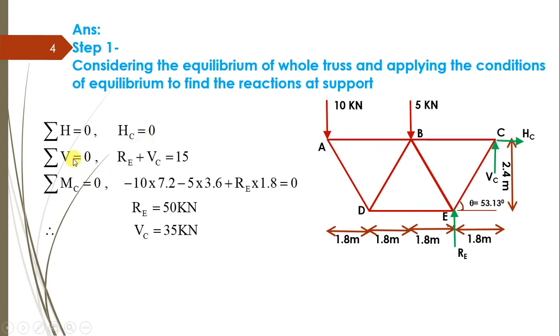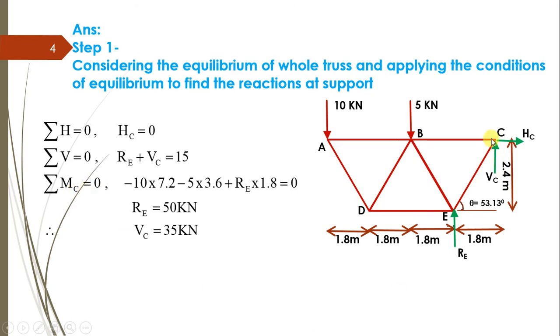Then, taking the summation of vertical forces as 0: Re vertically upward, then Vc vertically upward, so Re plus Vc; 10 vertically downward, 5 vertically downward, so 10 plus 5 is 15, which is transferred to the right-hand side. So Re plus Vc is equal to 15. Then taking the third condition of equilibrium, the summation of moment about point C as 0.